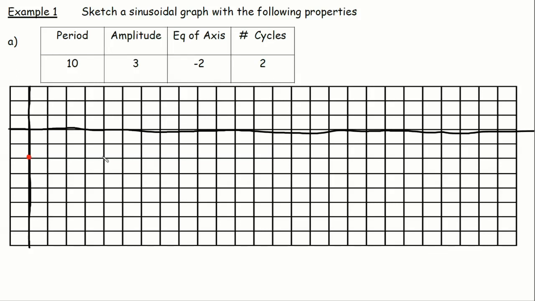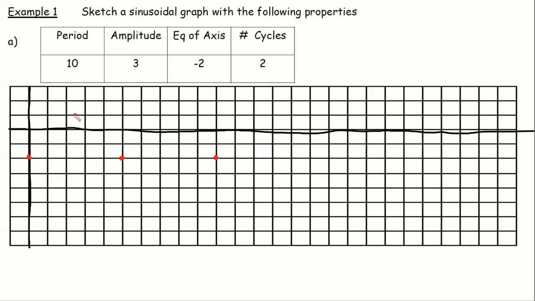1, 2, 3, 4, 5, 6, 7, 8, 9, 10. So in 10 units, I should end up back at this value. What that means is at the halfway point, I should cross back over my axis line. Remember in that sinusoidal curve for sine and cosine, you start by going up, and then you go back down through your axis, and then back up to the axis. My maximum point is going to lie in between these two dots here, and my amplitude is 3, so it's going to be 3 values above.